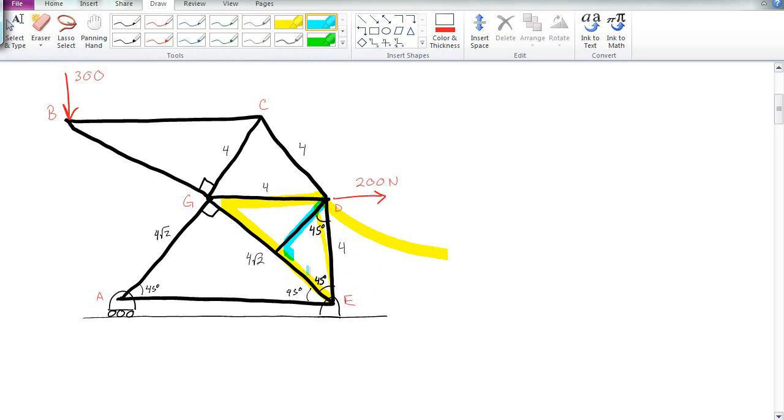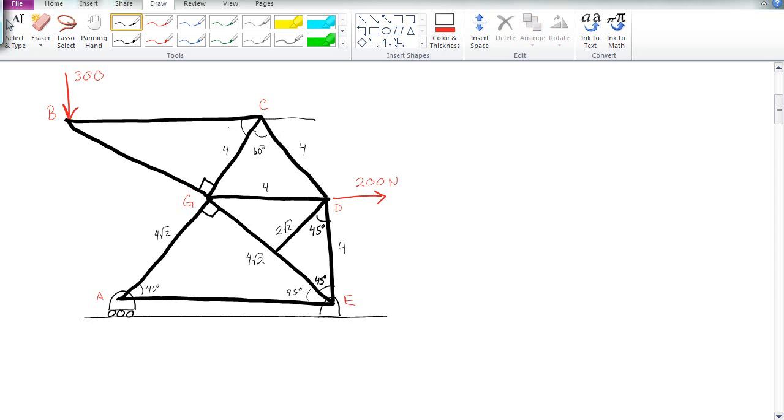Let's see, we've got a 45, 45 here, so if that side's 4, then the two little sides are also 2 square root of 2. 2 square root of 2, amazing. This is 60 degrees because we have an equilateral triangle here, so since that's 60 and that's 90, I think we can safely say that this is 60, 60, 60.